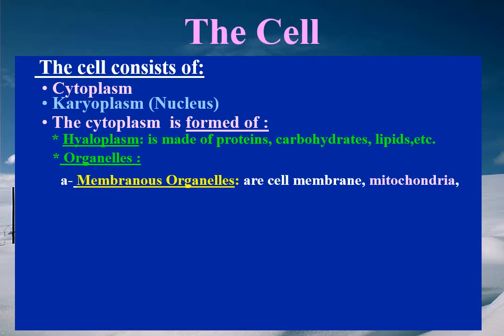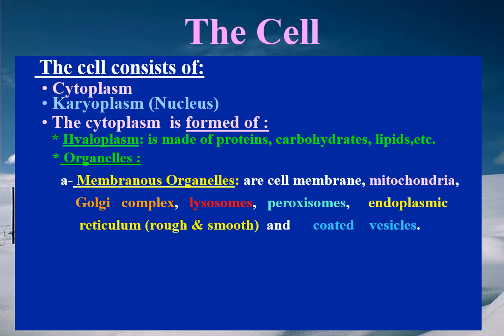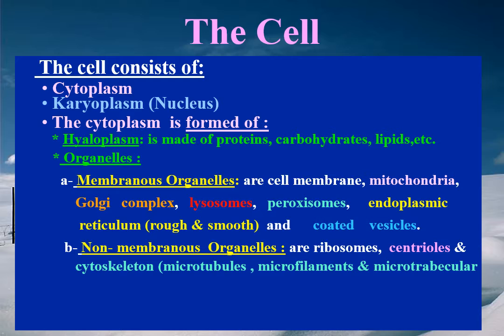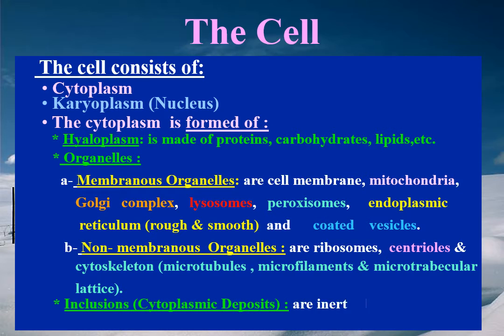Membranous organelles are cell membrane, mitochondria, Golgi complex, lysosomes, peroxisomes, endoplasmic reticulum, both rough and smooth, and coated vesicles. Non-membranous organelles are ribosomes, centrioles, and cytoskeleton, which includes microtubules, microfilaments, and microtrabecular lattice. Inclusions, or sometimes called cytoplasmic deposits, are innate cell products or metabolites.